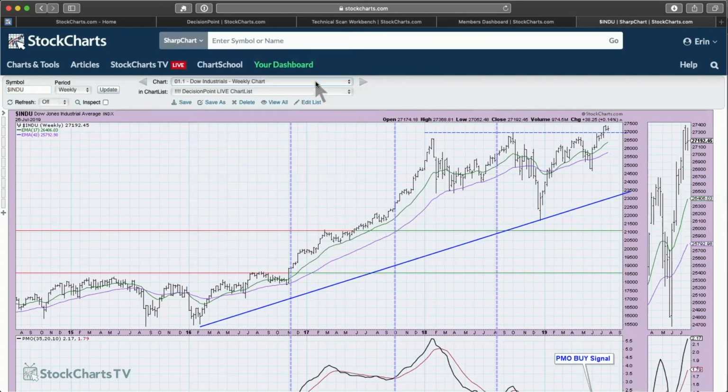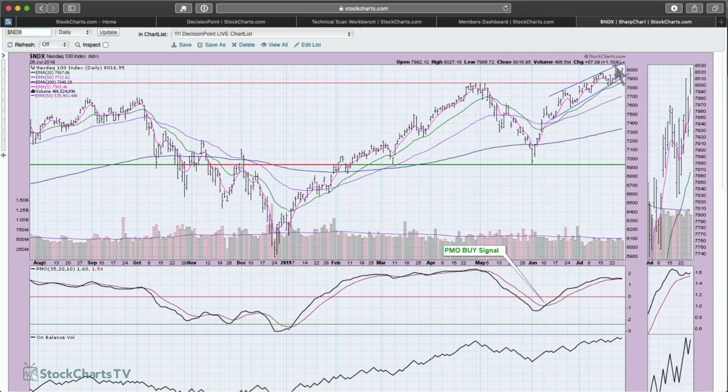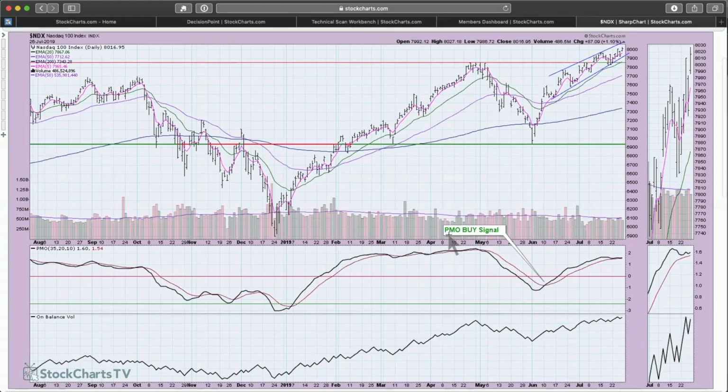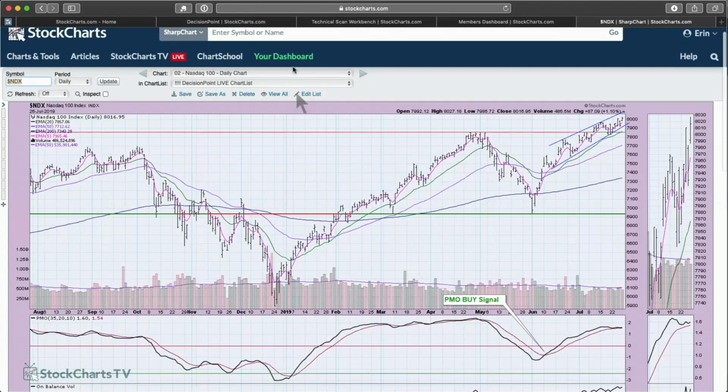And let's see, NASDAQ, we'll look at that one. In this case, the rising wedge is still intact. So, of course, the expectation is a breakdown out of the wedge. PMO buy signal is still there. We had a little bit of a scare as the PMO came down and looked like it was going to give us a sell signal, but never did. OBV volume, it's still pretty much tracking with the rising trend.